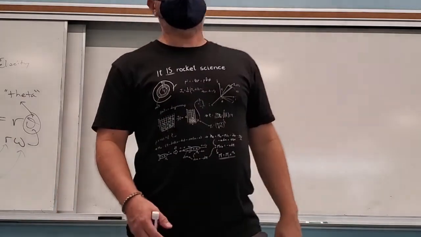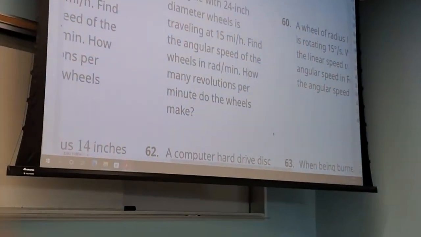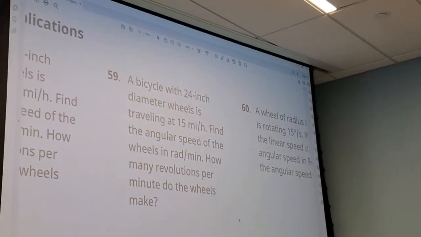Now, you don't have to draw a picture, but I highly recommend you draw pictures with trig stuff, circular stuff, and just identify the parts of what they're telling me. Where am I? I'm way over there. Okay.